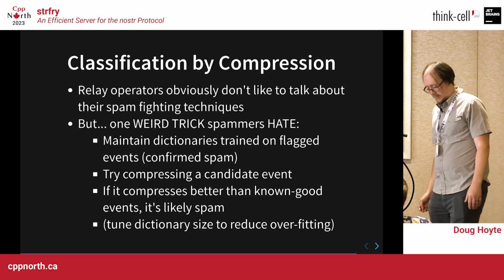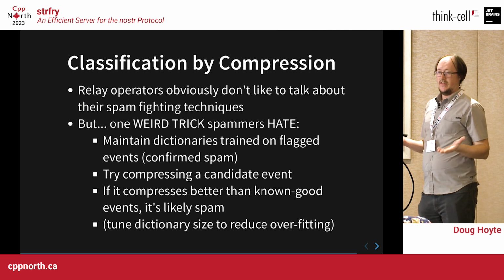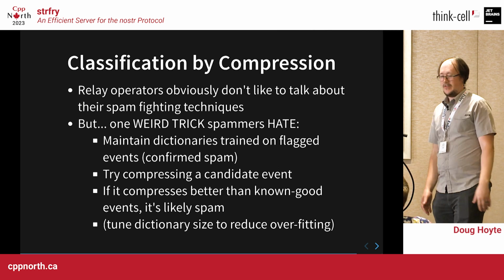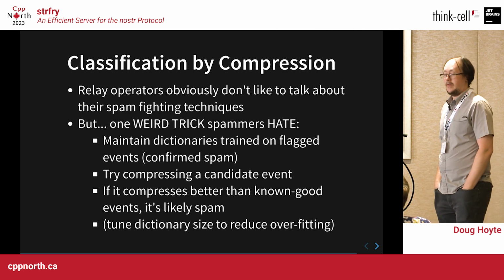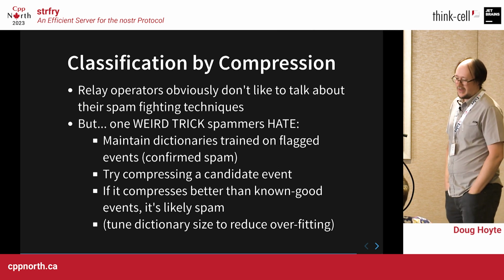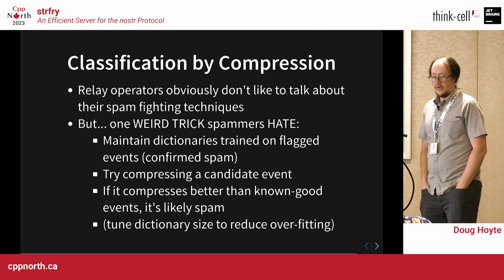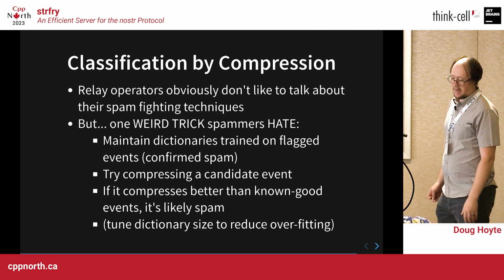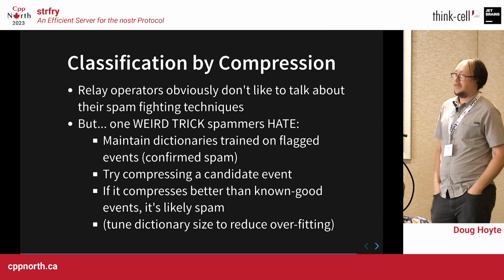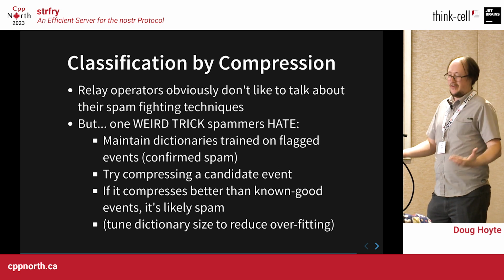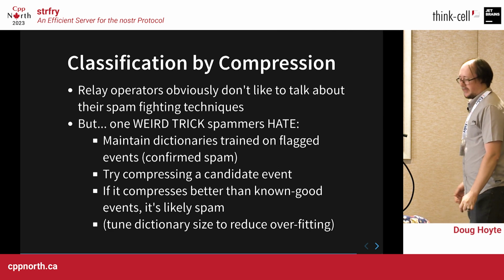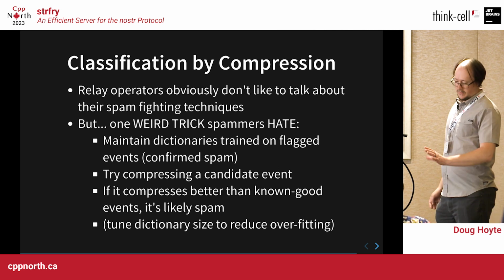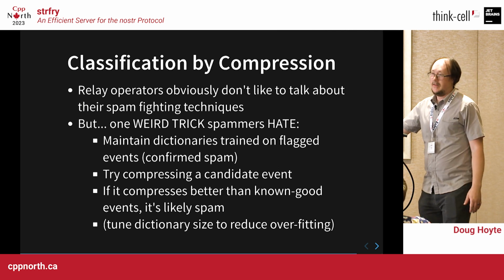Another interesting thing: relay operators aren't going to want to give away all their secrets about spam fighting, because that would give away the keys, and the spammers would know how to get around it. But here's one interesting thing you can do: use the dictionaries themselves to figure out if events are similar. You can train your dictionary on known spam or known objectionable content, and it will create a dictionary with bad words and other patterns that are potentially indicative of spam. Then when an event comes in, you try to compress it with these various spam dictionaries, and if it compresses really well, it's a good signal that it's spam. Of course, you probably want to use fairly small dictionaries for this so that you're not overfitting. You don't want words like "the" to just end up in there, so you definitely want to do some training of it. But that's another interesting thing you can do with dictionaries.